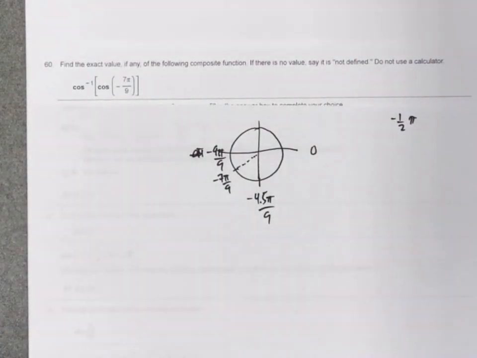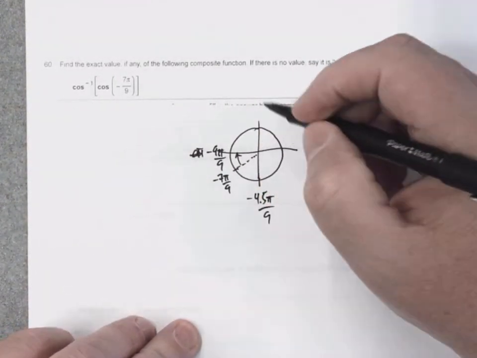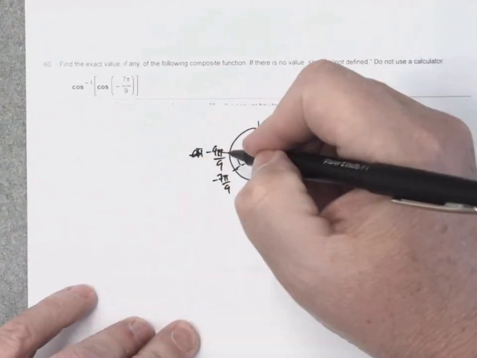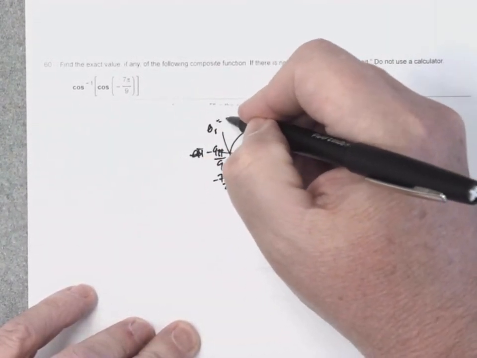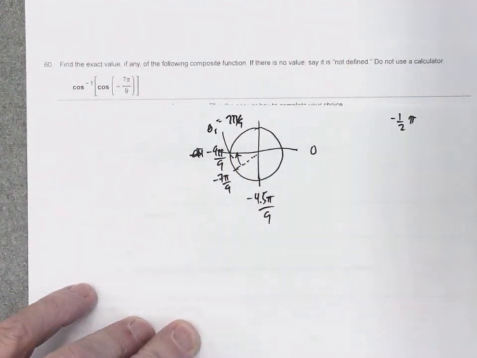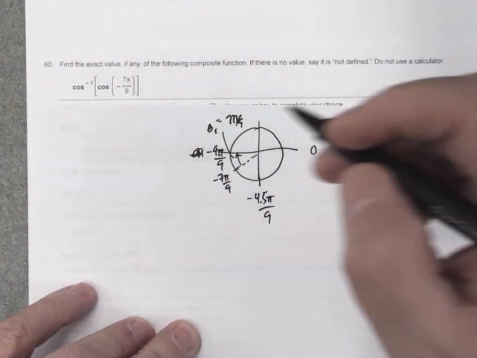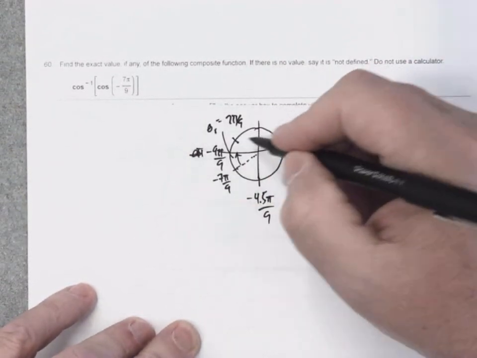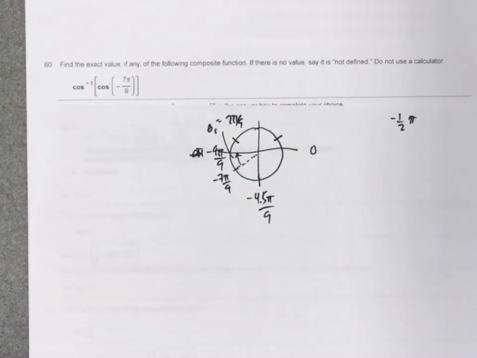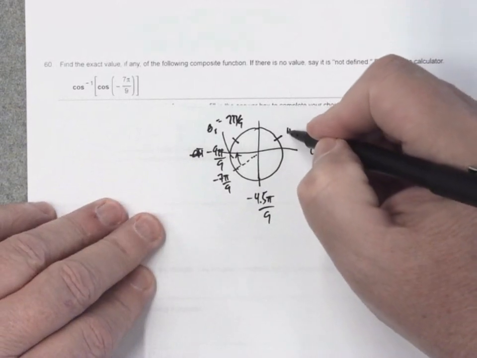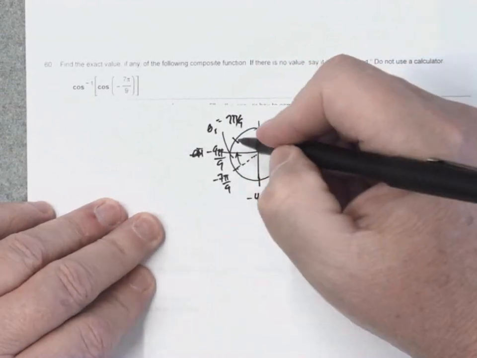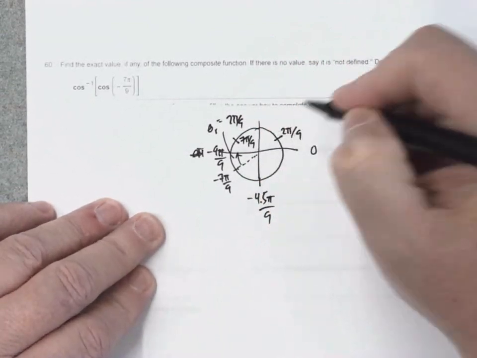So I'm going to find the reference angle. I'm at negative 7 pi over 9. I need to get to 9 pi over 9. That's 2 pi over 9. So here are the two reference angles in the allowed region for the inverse cosine. Now for inverse cosine, this is 2 pi over 9. And this right here is actually 7 pi over 9.